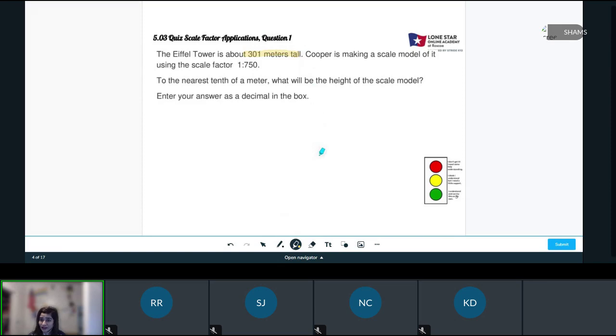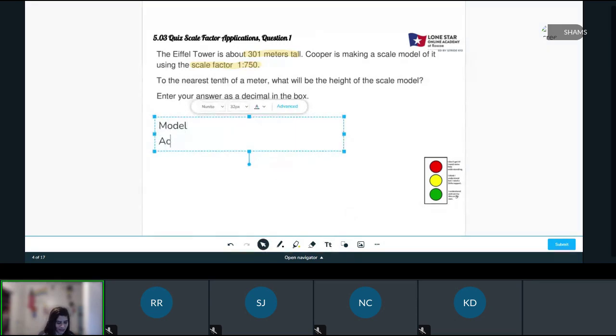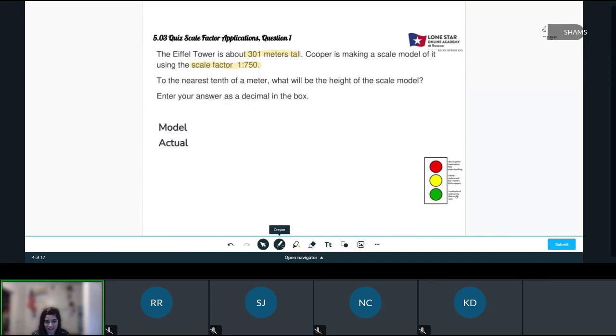Cooper is making a scale model of it using scale factor. Now, scale factor is 1 ratio 750. Let's see how we can express that. So, the model to the actual. This is also going to be the next unit after interim assessments we will be learning. And the scale factor is 1 to 750.